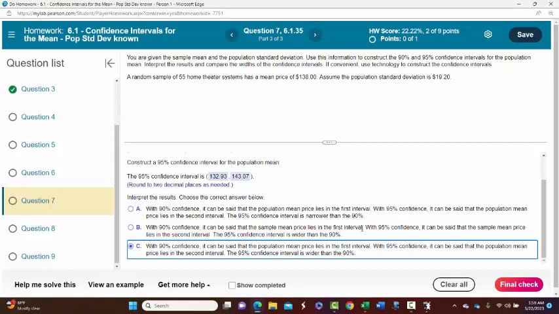No, it's a 100% chance the sample mean's in there, but it's a 90% chance that the population mean is in there. And once again, the reason why it's a 100% chance the sample mean is in there is because we used the sample mean to create the interval. So obviously it's going to be in the interval. So that's the difference between the B and the C here. So this should be the correct answer there.